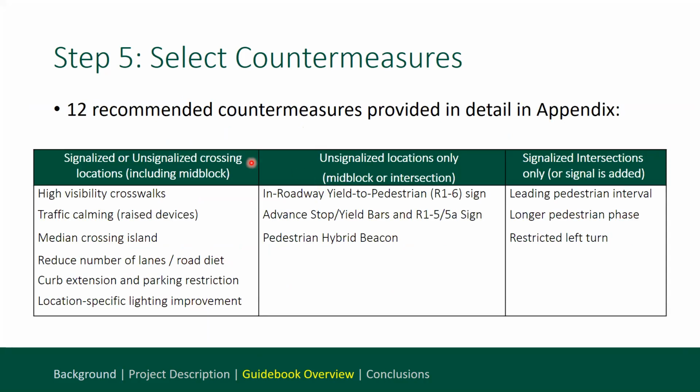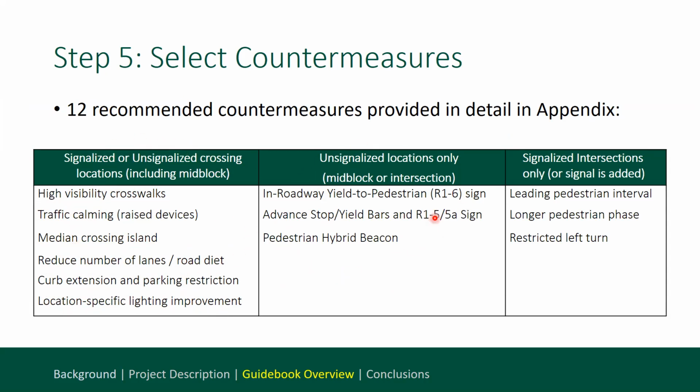So, for example, through this process, they came up with 12 recommended countermeasures for the North Carolina data that I showed you earlier. So signalized or unsignalized crossing locations, including mid-block. You want to include high visibility crosswalk. You want to have some traffic calming measures, raising devices, median crossing island, reduce the number of lanes and road diet, curb extension, and location-specific lighting improvements.